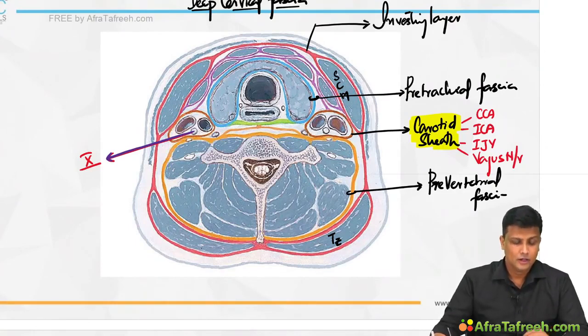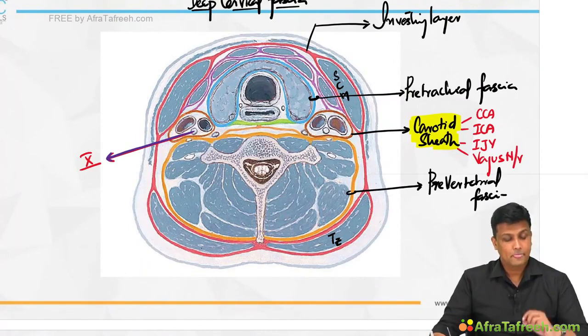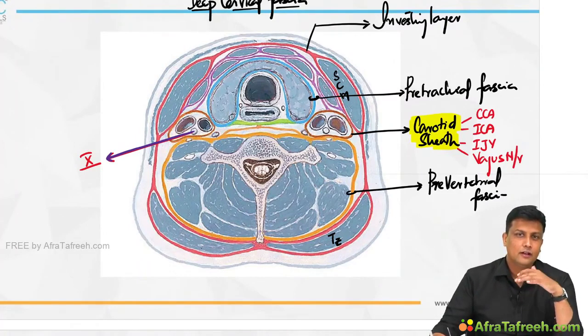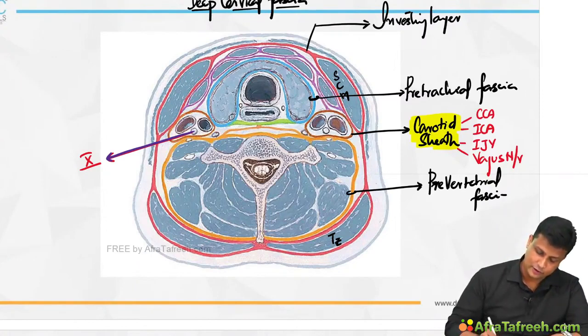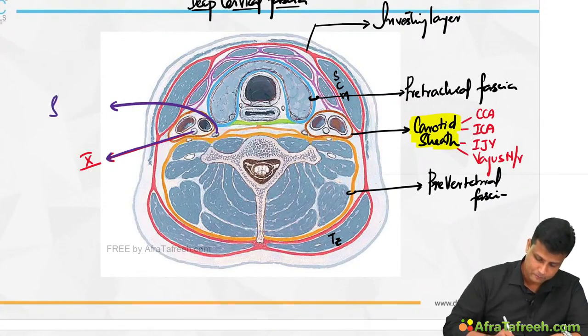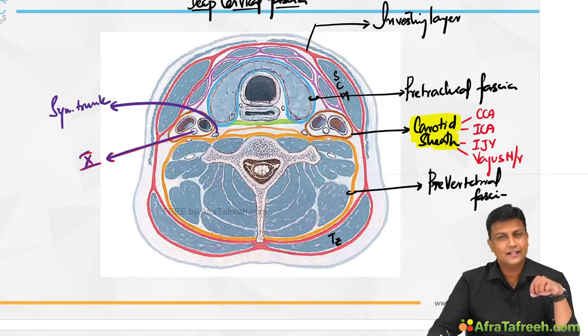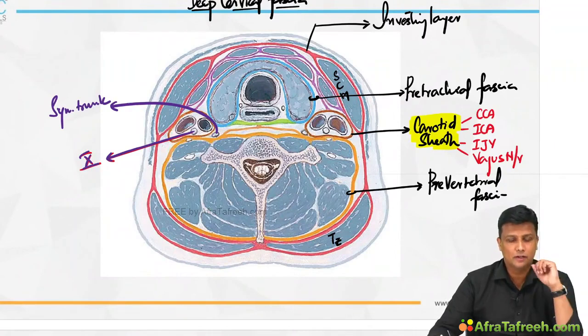Done. Now, what are the relations of the carotid sheath? Anteriorly there will be the ansa cervicalis, and posteriorly you will have the sympathetic trunk. This one that you are able to appreciate here is the sympathetic trunk. So inside there will be the vagus nerve, and outside, posteriorly, you will have the sympathetic trunk.